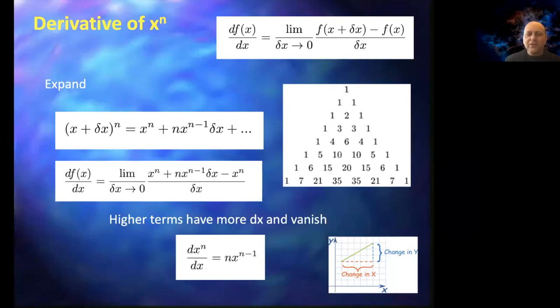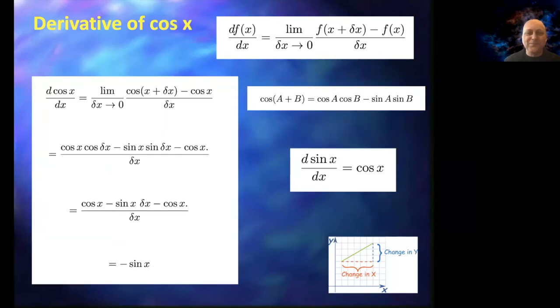All right, so that's the simplest one, and hopefully you got some of that. The other functions I want to think about, because we're going to go on and do quantum mechanics and talk about waves, I'm going to talk about cosine and sine waves and their derivatives. Okay, so I want to find out what basically the gradient is of cosine of x as I move along the curve. So again, I use my formula.